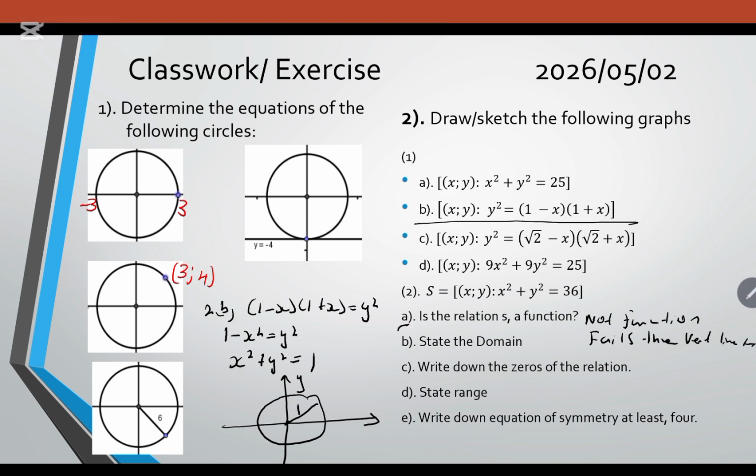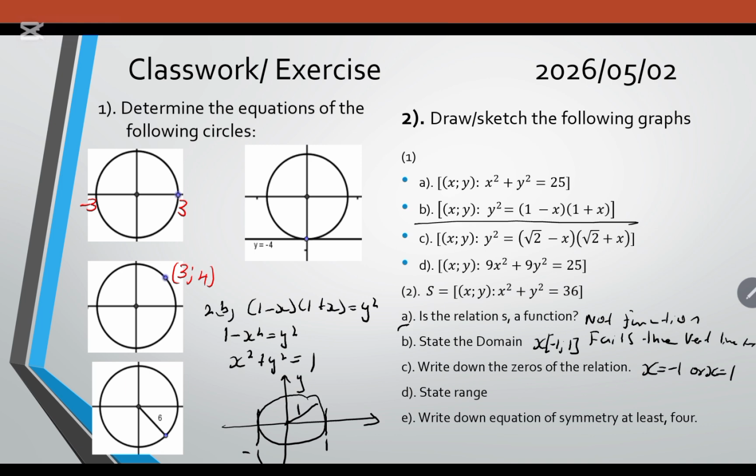What is the domain of the graph? The domain is given by the values of x here. The radius of the circle is 1 unit. So this is 1 and that is -1. Therefore, the domain is x is an element of -1 to 1. The next question, they say write down the zeros of the relation. These are the x-intercepts. So that is x is equal to -1 or x is equal to 1.